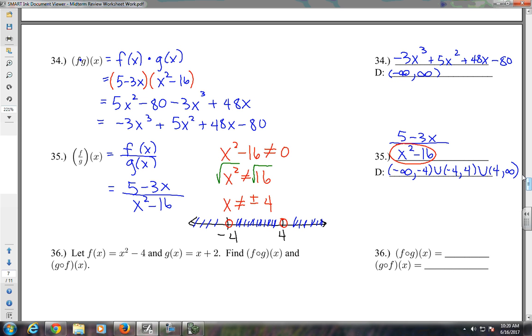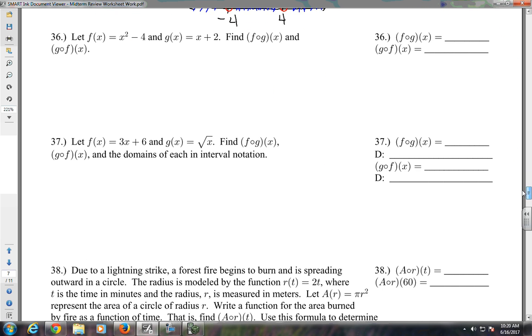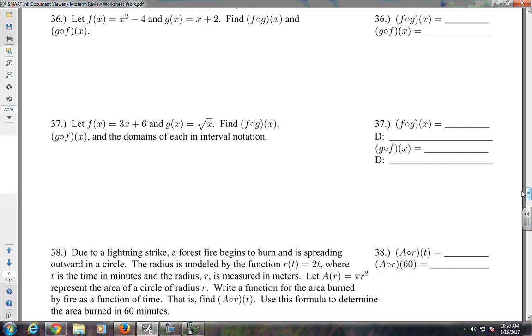Problem 36 brings us to a new type of operation. We have added, subtracted, multiplied, divided. Now we're going to evaluate a composition. That little circle is composition. We read this f composed with g of x and g composed with f of x.